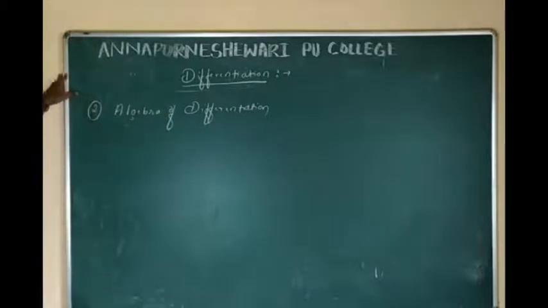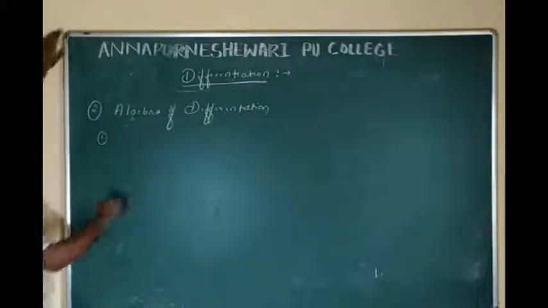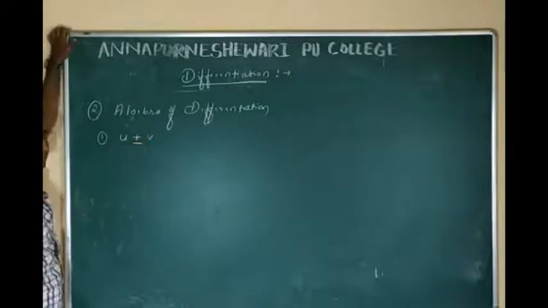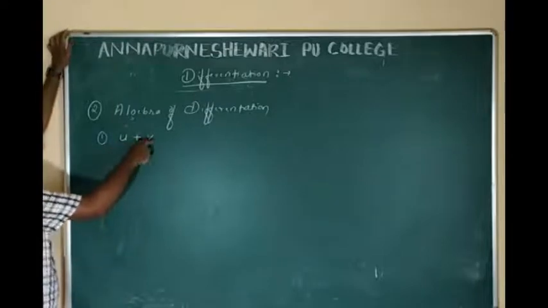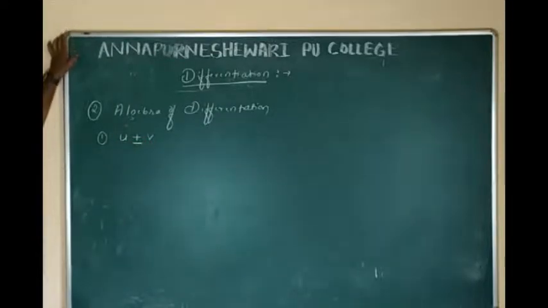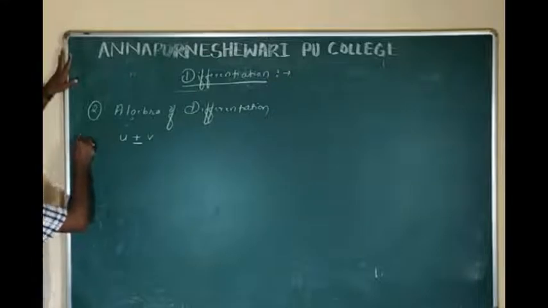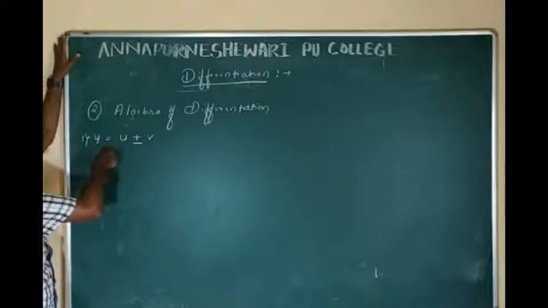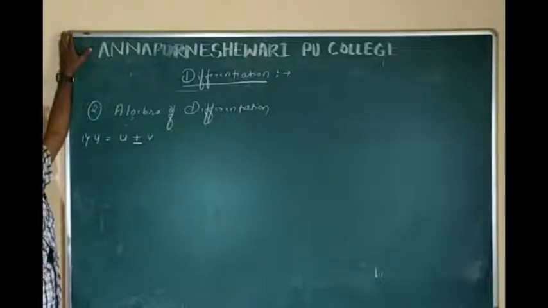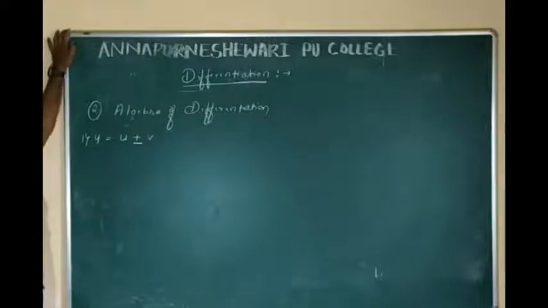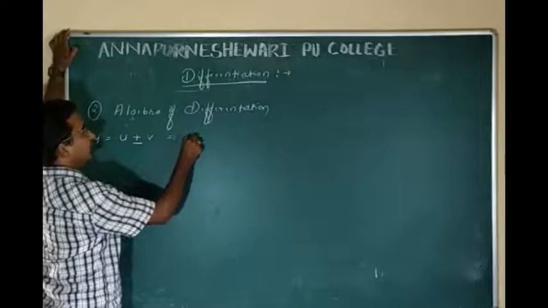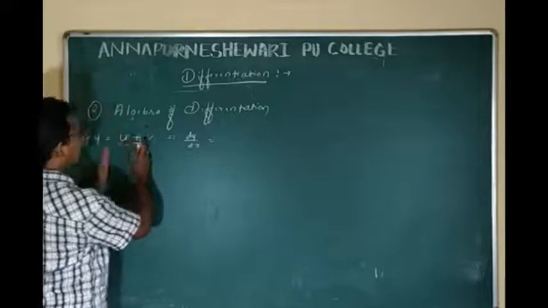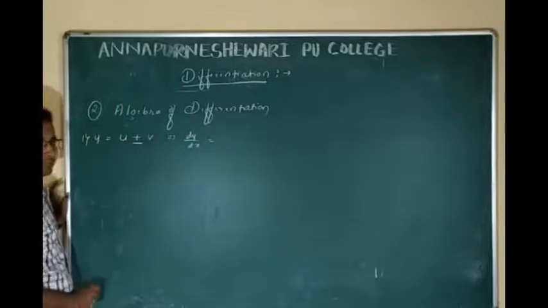So what is the algebra of differentiation? If I take the first one, the function u plus or minus v, either u plus v or u minus v. Or else you can write this as y equal to, or f of x equal to, u plus v also. So that time, what we get for dy by dx is, since u plus or minus v means u is different, v is different. Getting?